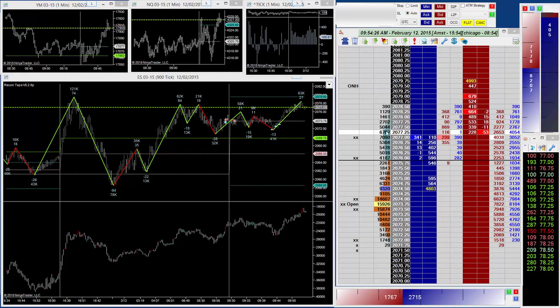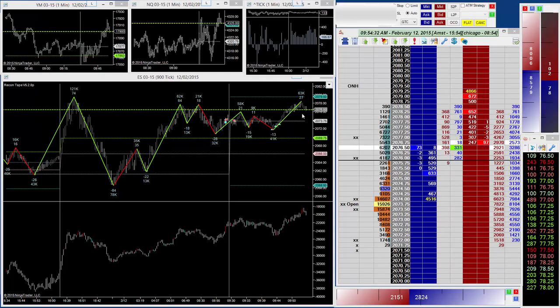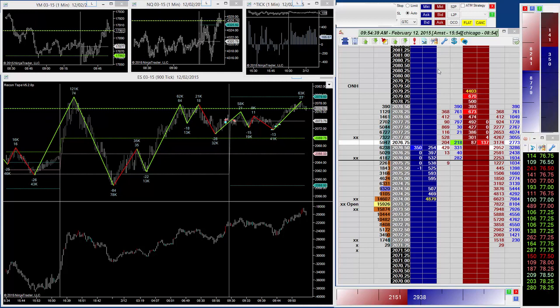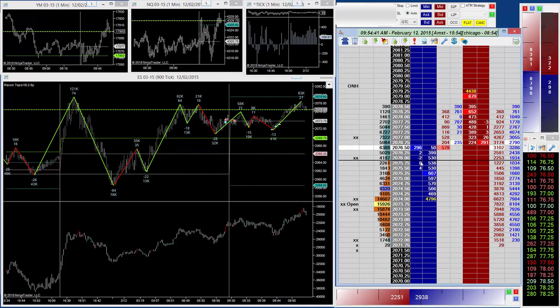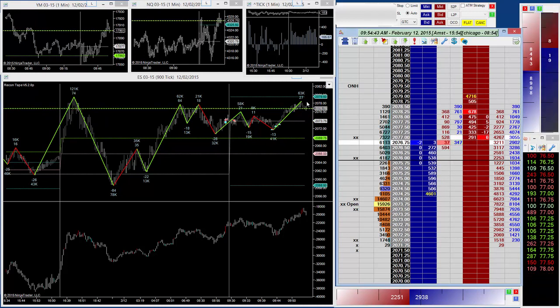Probably, if we look at the volume profile, I'd say probably down to 2076 possibly, or 75 might be where we stop. But basically what we're going to do is watch this market come down. We can now say we've got upward momentum. So basically what we can do is just watch how far it trades down here. But we've got upward momentum here. We've got momentum on our side.